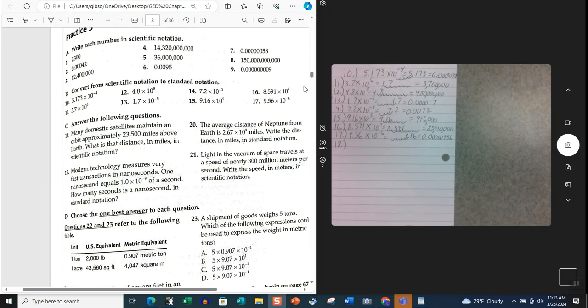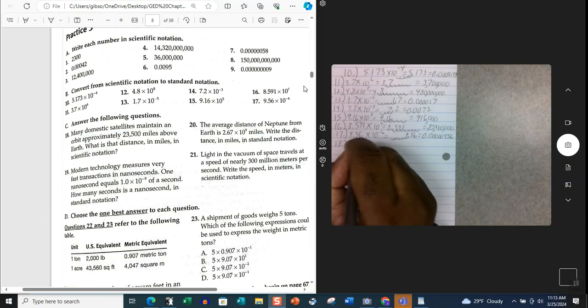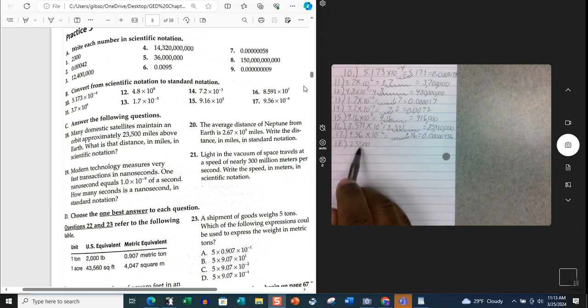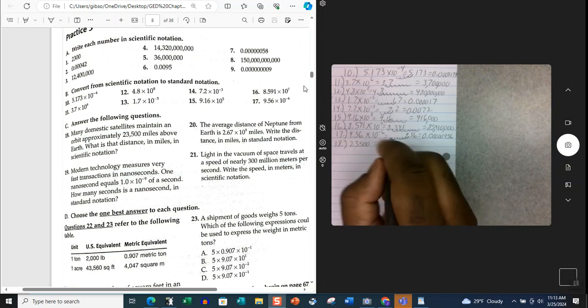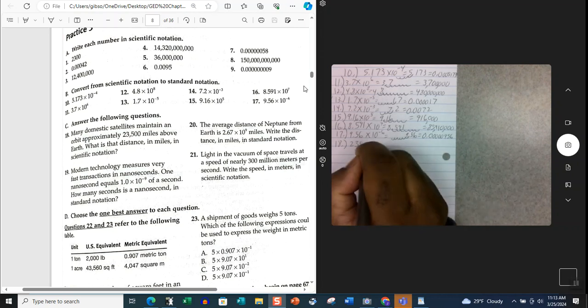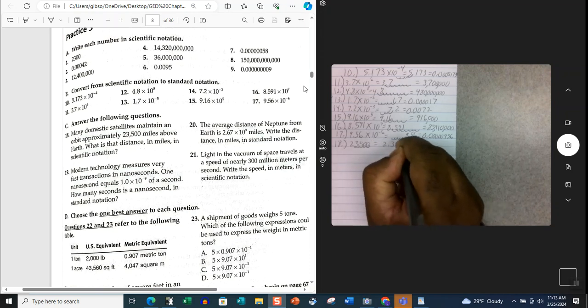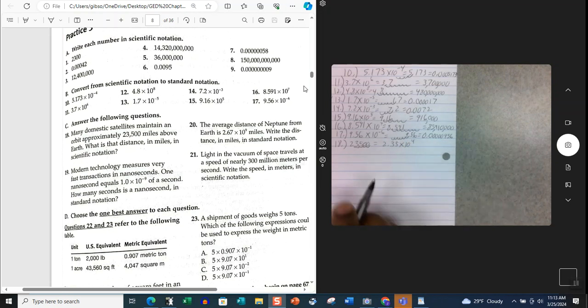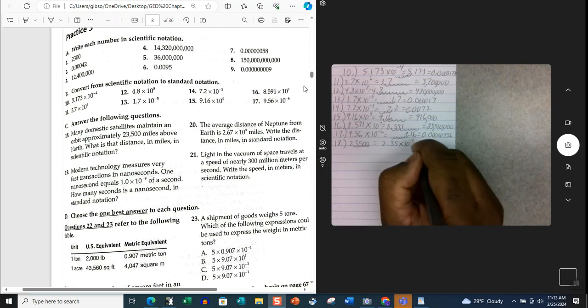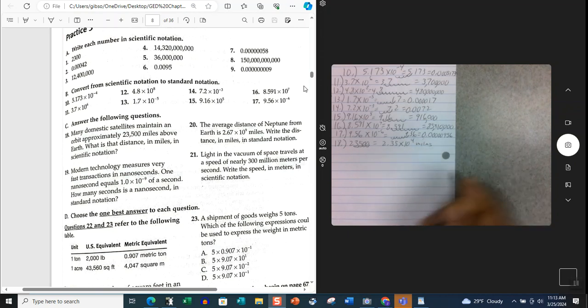Problem 18, it says answer the following questions. Many domestic satellites maintain an orbit approximately 23,500 miles above Earth. What is that distance in miles in scientific notation? So we'll take the 23,500 and we want to change this to scientific notation. We move the decimal 1, 2, 3, 4 places. So it's 2.35 times 10 to the 4th power, because we moved it to the left 4 places, and then we'll write the word miles. That's it for problem 18.